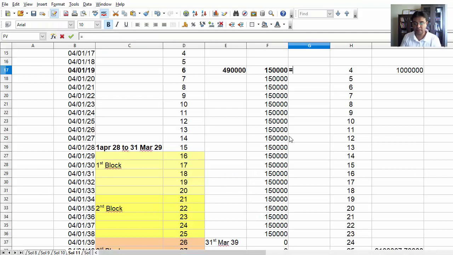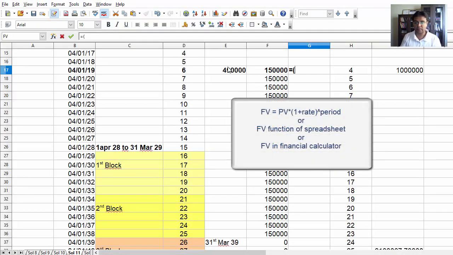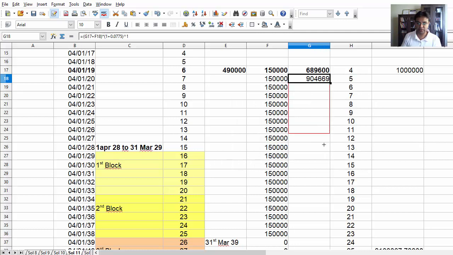So let me put the formula, which is 4,90,000 plus 1,50,000 multiplied with 1 plus 7.75%. In short, I have input the future value formula, which is your present value into 1 plus R, which in our case is 7.75%, raised to the number of years. Since I'm doing it year-wise, I can put raised to 1. This is for that particular year. Next, again the previous balance plus 1,50,000 multiplied with 1 plus 7.75% raised to 1. That way we will get to know the future value on a year-wise basis.